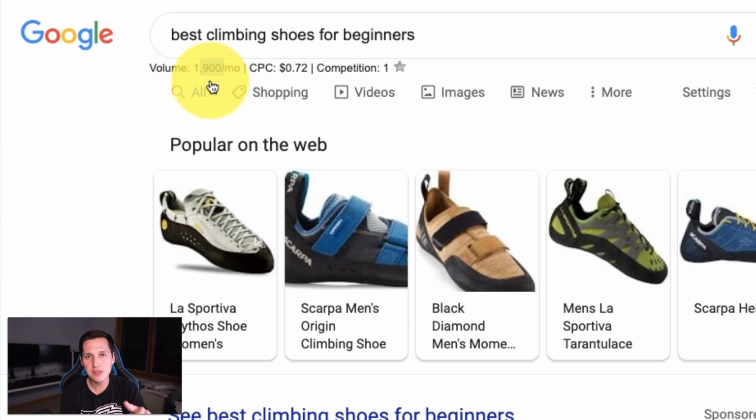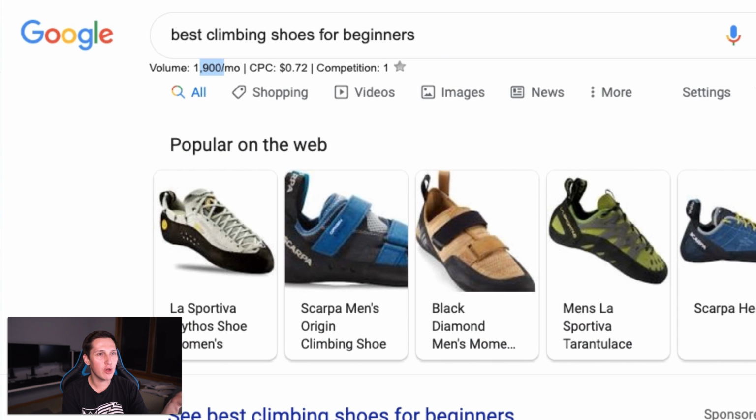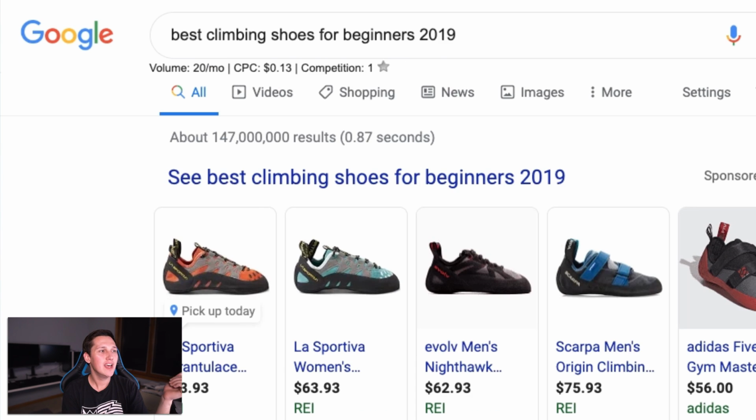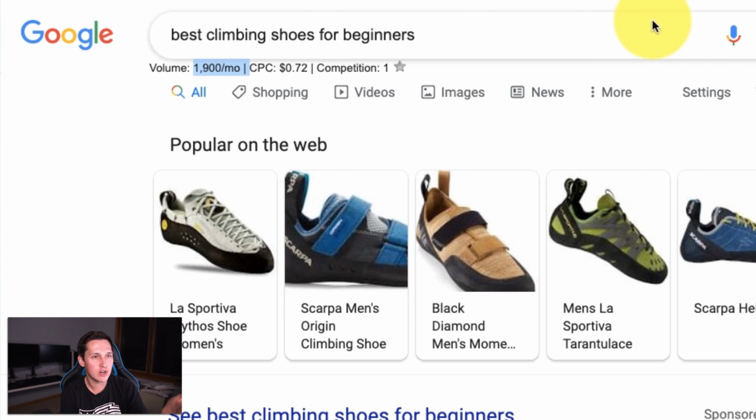But can we get even more specific than that? Yes, we can. Check this one out. Best climbing shoes for beginners 2019. Now, I would even go and start putting this into the future and go 2020. And the cool part about this is that you could rank for both of these keywords at the same time by just throwing on 2020 at the end of it. And now you're capturing this 20 volume a month search phrase, which isn't a whole lot, but you're also capturing this one too, the 1,900 a month. So that's what I would do if I was looking at that. I would look at some of those modifiers.